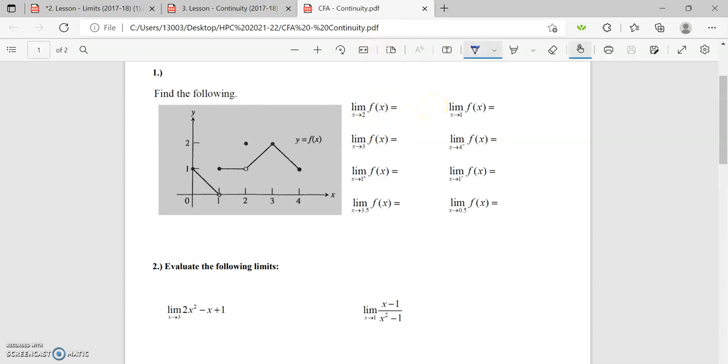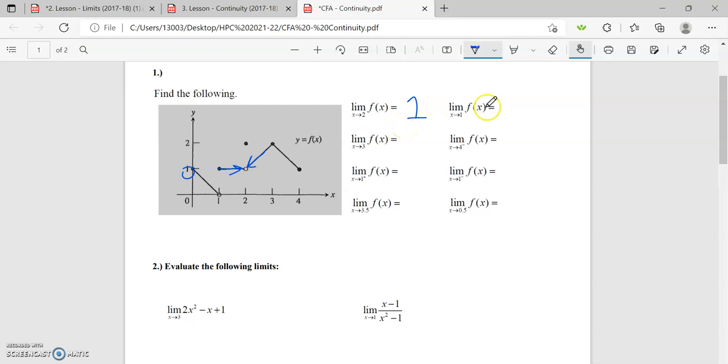In this example, I am heading for x equals 2. From the left, I'm heading towards 1. From the right, if I trace backwards along my graph towards 2, I'm also heading towards 1. Therefore, the limit of the function as it approaches 2 is 1. Now, does it actually hit 1? If I plugged in 2 into this graph, I don't get 1, but we don't care about that.